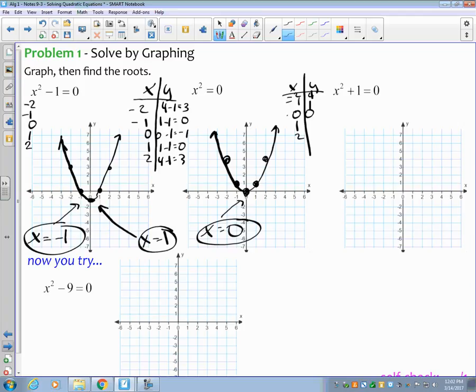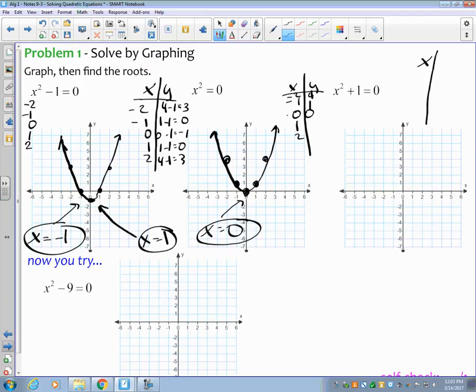Okay, does anybody remember what we talked about the last time we were in 9-1? We were looking at graphs and how the +1 on the end affected it, how the -1 on the end affected it. Yeah, so it translates your parabola. This -1 takes my normal parent function, y equals x squared, and moves it down 1. So a +1 will take my parabola and move it up 1.